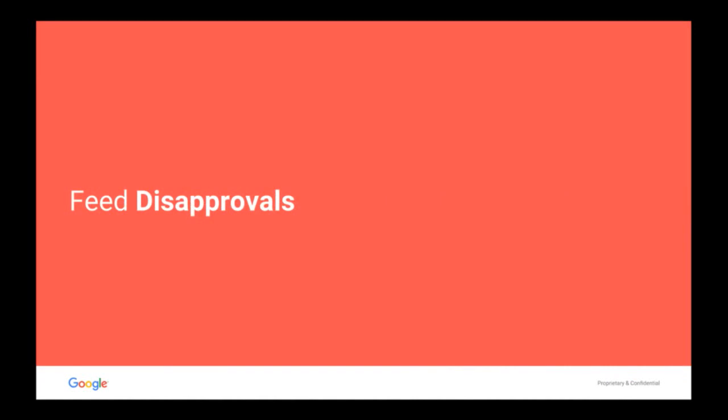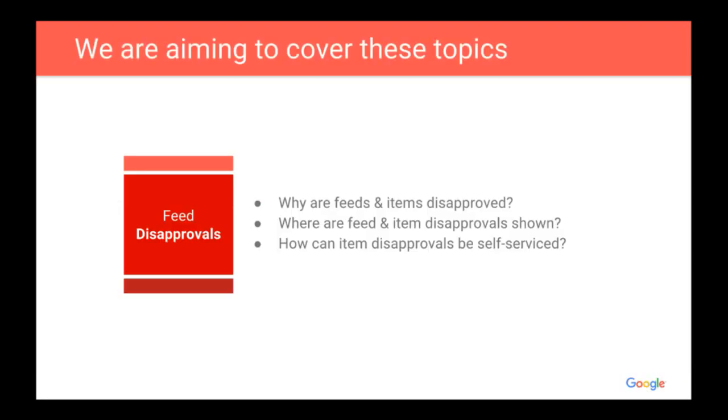All right, now onto the disapprovals. So let's say you uploaded all the product data, but there are one or two things missing. What happens there? That's what we want to cover in this session. Why are feeds and items disapproved? Where do you actually find out what's wrong? How can you fix it? And how can you self-service it if a product that you uploaded has an issue to be troubleshooted?